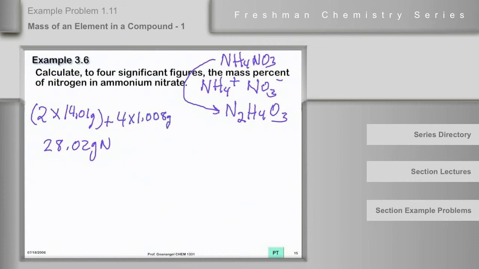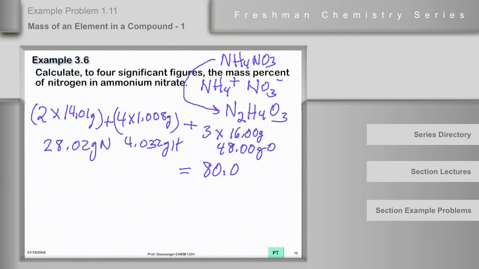plus 4 times 1.008 grams of hydrogen, so that's 4.032 grams of H, plus 3 times 16.00 grams for the oxygen, so that's 48 grams of O. And so if we add these all together, what I got was 80.05. Now this would be grams per mole, or if we used a single formula, then it would be in atomic mass units.